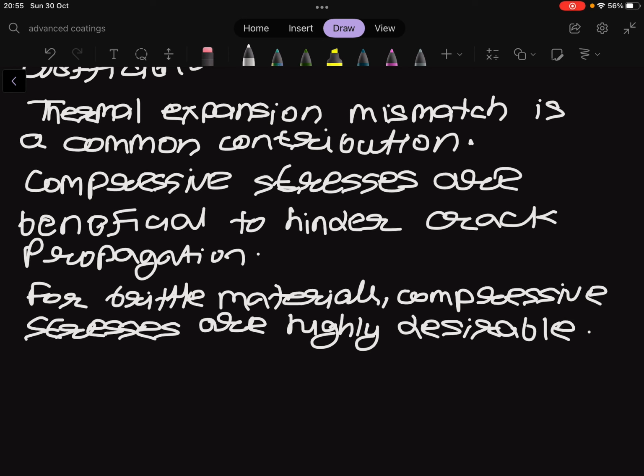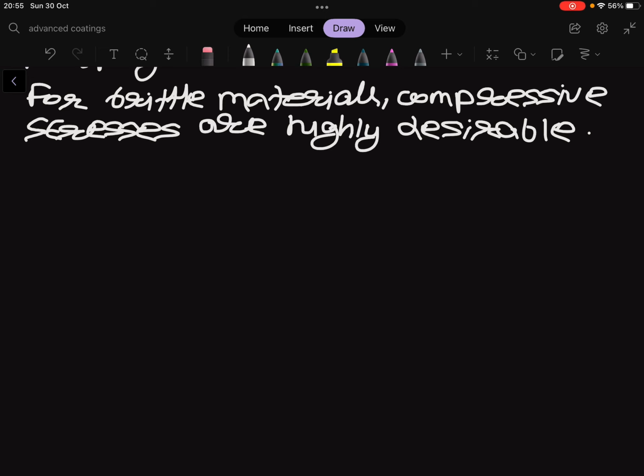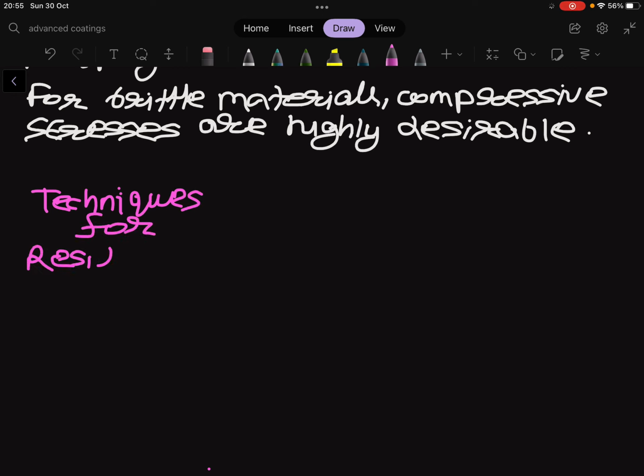So the most common techniques used for residual stress evaluation.